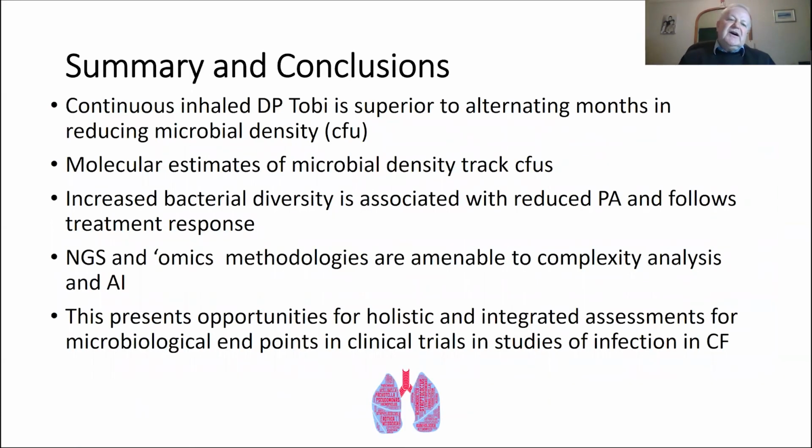So in conclusion, I hope I've convinced you that inhaled dry powder Toby is superior when given continuously compared to alternating months in terms of reducing microbial density in people with bronchiectasis, and there's no reason to believe that that would not be the same in CF. Molecular estimates of microbial diversity track the more conventional measurement of colony-forming units. Increased bacterial diversity is associated with reduced Pseudomonas aeruginosa and follows the treatment response.